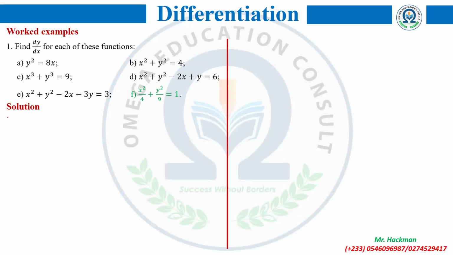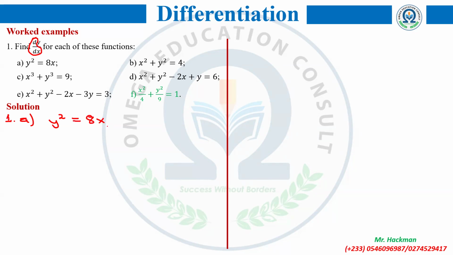Major question number 1. When we are asked to find dy dx, what do you think our differential operator will be? Yes, d dx, that's it. So d dx is your operator, and the function will be y. You always have to know your operator before you apply it. So in this case, part A, what are we given? y squared is equal to 8x.